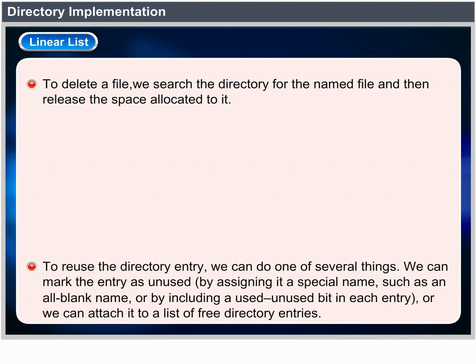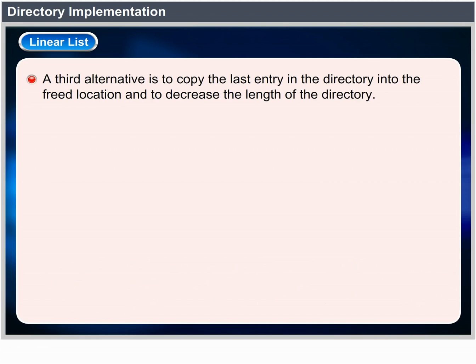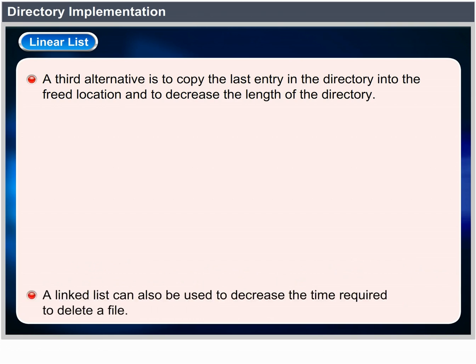We can mark the entry as unused by assigning it a special name, such as an all-blank name, or by including a used-unused bit in each entry, or we can attach it to a list of free directory entries. A third alternative is to copy the last entry in the directory into the freed location and to decrease the length of the directory. A linked list can also be used to decrease the time required to delete a file.